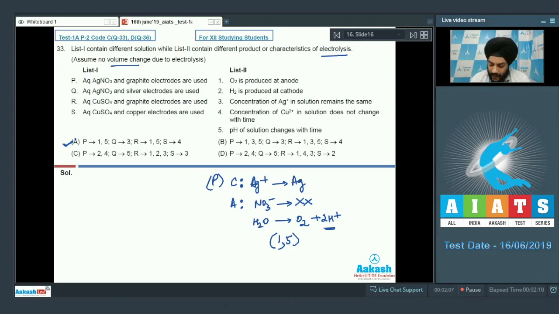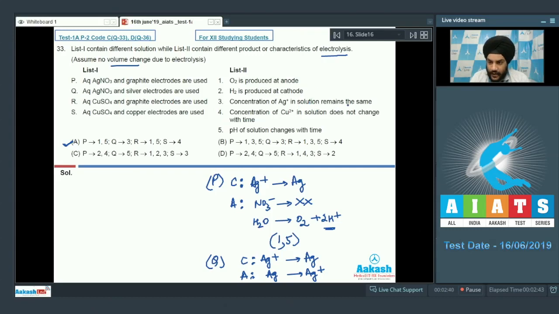If you look at option Q now, in the option Q we have aqueous AgNO3 and silver electrodes are used. So in Q, at the cathode, Ag plus will be converting into Ag. But if we talk about the anode, it will be Ag which is converting into Ag plus, as the oxidation potential of Ag is greater than that of water. Okay. So if you look at the options given to us, the first and the second will not be a match. Water is not getting electrolyzed at any of the cathode or anode.